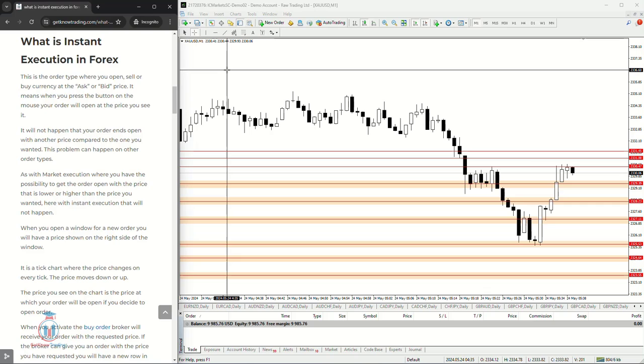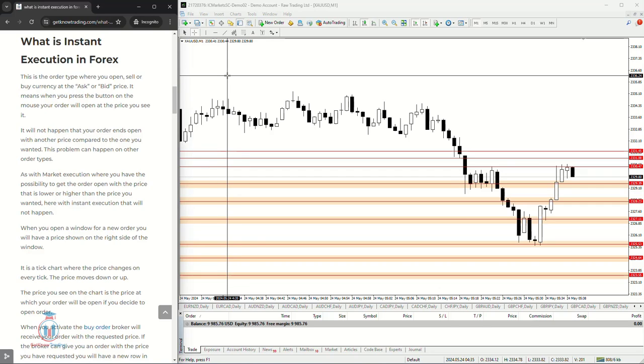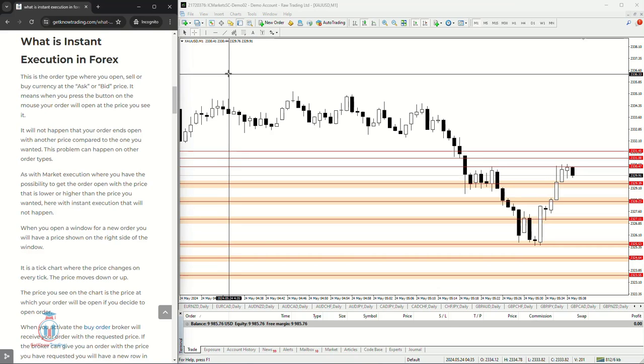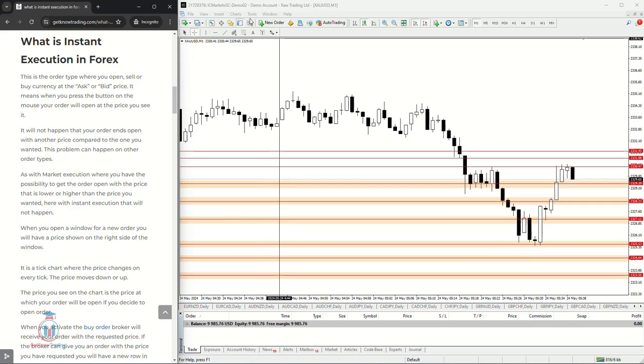Now, instant execution in trading is one type of order that you will experience when trading with several brokers. Some of the brokers are better, some of them are less good, and some of them are very bad. But instant execution is the way you open an order on the market. Let's see. Click the button for new order.